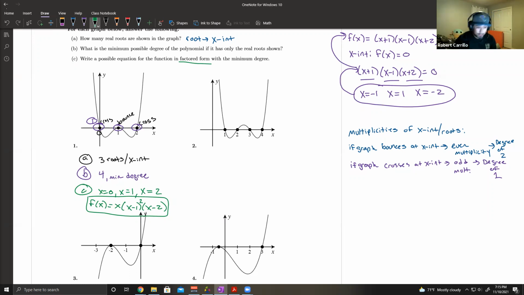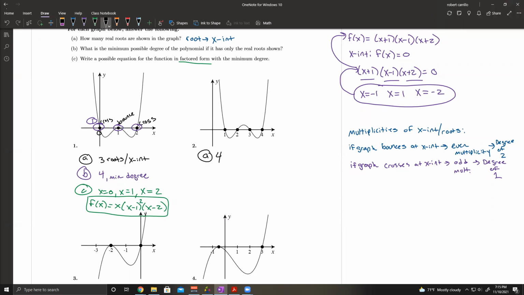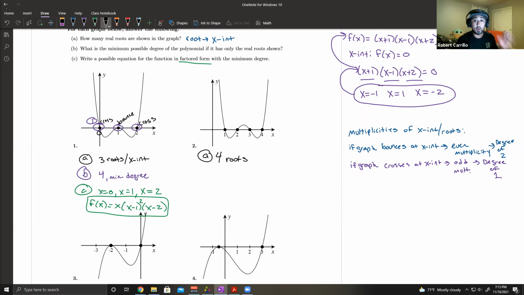Well, let's try it again. So we'll do number 2. Same exact thing. How many roots or x-intercepts do you see? 4. Good. We'll just say 4 roots. And what is the behavior of the graph doing? Is it crossing at all of them? Is it bouncing anywhere? What do you guys see?